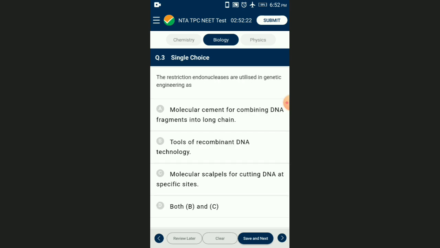Question number 3. Restriction endonucleases are utilized in genetic engineering as. Restriction endonuclease or restriction enzyme is an enzyme that cleaves DNA into pieces or fragments at or near specific sites called restriction sites. GAATTC is the recognition sequence for the enzyme EcoRI. They are extensively used in recombinant DNA technology and are often known as molecular scissors. So the answer for this question is option D. From the given four statements, B and C both are correctly given.